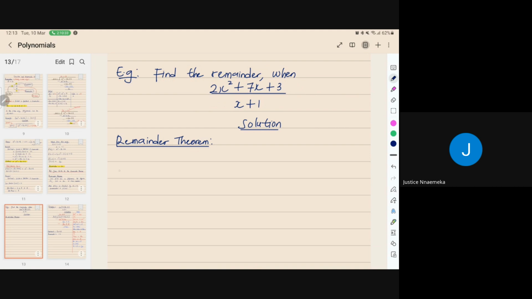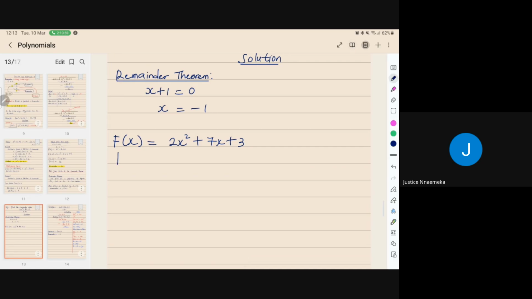You have x plus 1 is equal to 0. X equals negative 1. So factor in f of minus 1, right? Remember that your f of x is equal to 2x squared plus 7x plus 3. So that f of minus 1 is equal to 2 times minus 1 squared plus 7 times minus 1 plus 3.